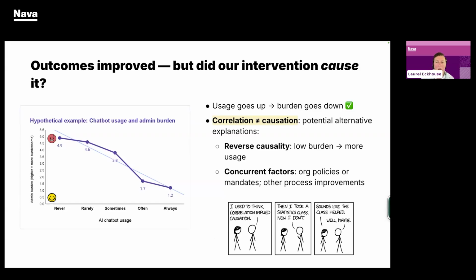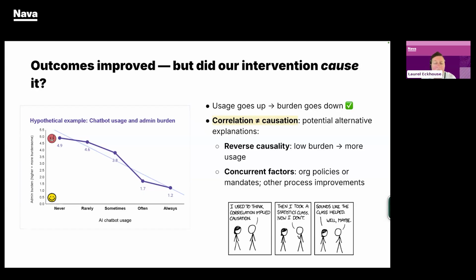But it's important to pause here and put on your skeptical hat and think, what if there's some other explanation for this pattern? Maybe there's something else that's causing both patterns simultaneously, right? So as perhaps all of us in this room have heard, this is just a reminder that correlation and causation aren't the same thing. So the pattern we see on the graph on the left, where people who have higher chatbot usage also have decreased burden, it's not guaranteed to be causally related.